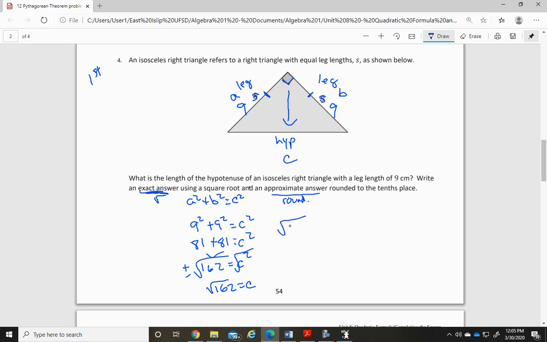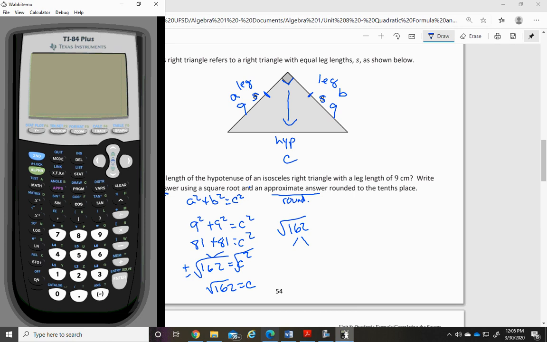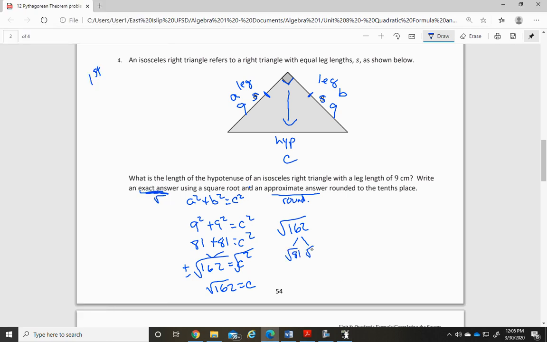We should probably practice, though, our simplifying. I'm going to use my calculator to help me with the factors. So 162 divided by x, and I'm looking for a perfect square. Oh, look at that, 2 times 81. I should have known that, actually. 81 plus 81 is 2 times 81. So square root of 81 times the square root of 2, 9 rad 2, is the exact simplified answer.